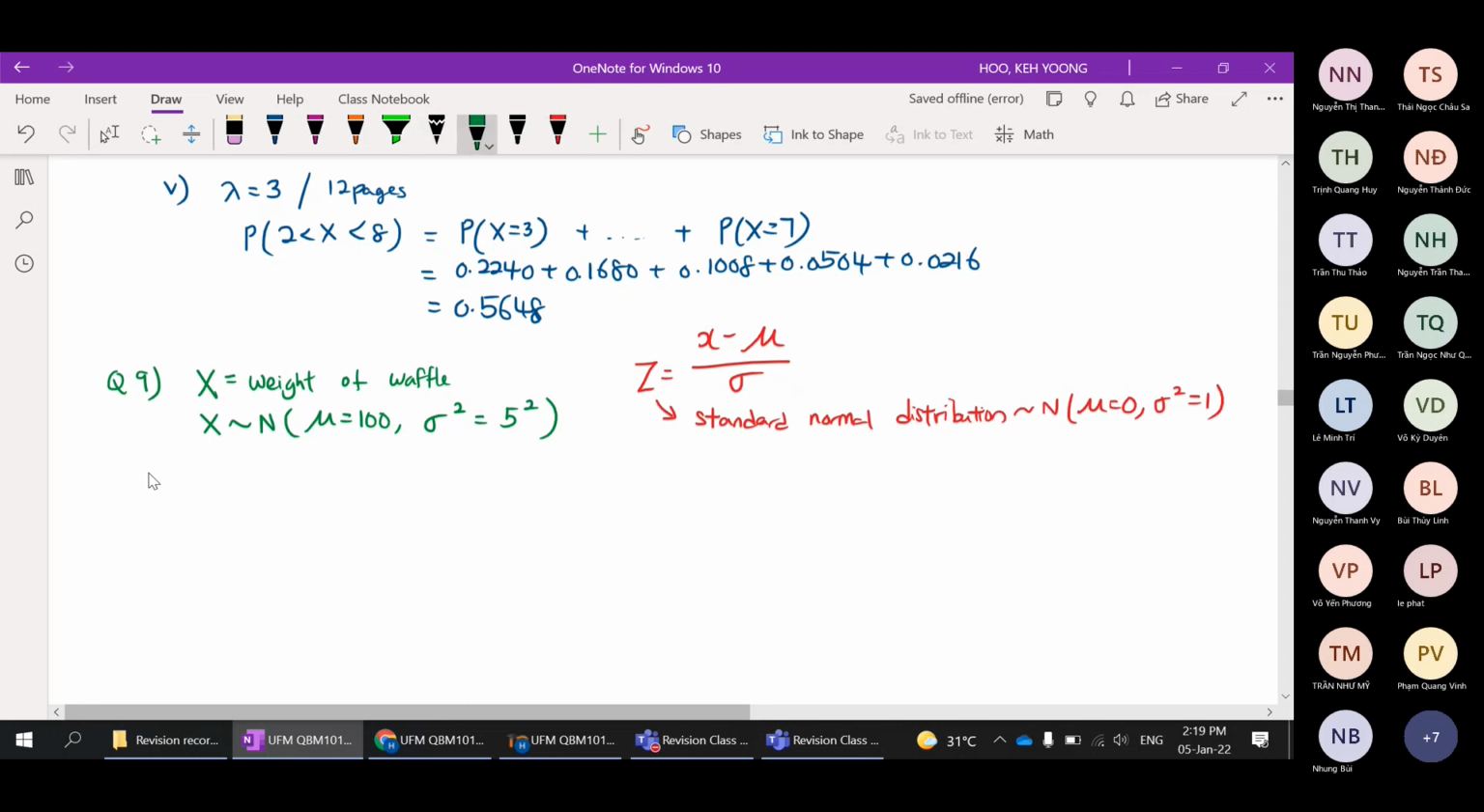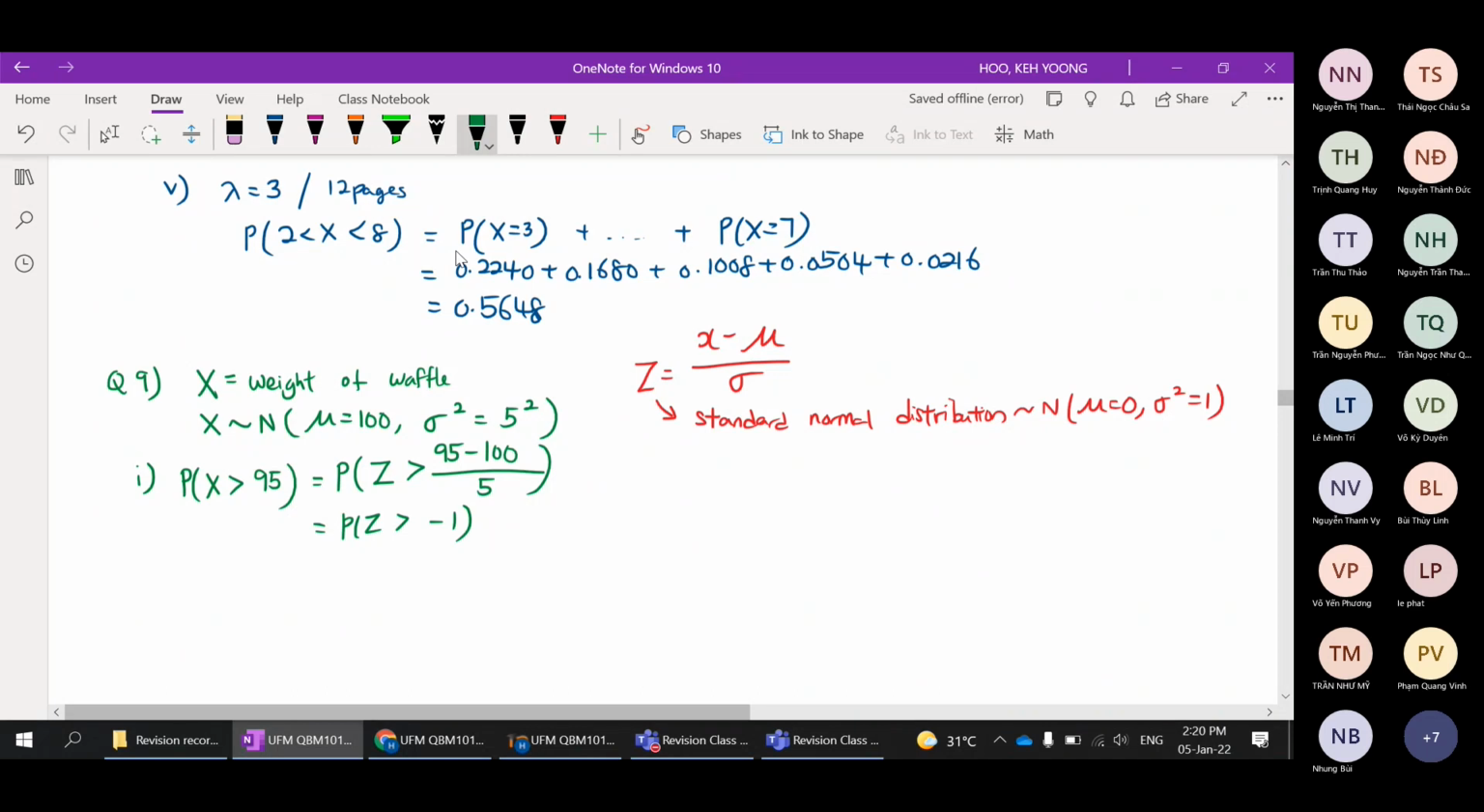So question 1: when you randomly select a waffle, what is the probability that the weight X is more than 95 grams? So X more than 95, you will convert it to Z. You take 95 minus the mean, 100, divided by the standard deviation, 5. So the answer that you get is Z more than -1.